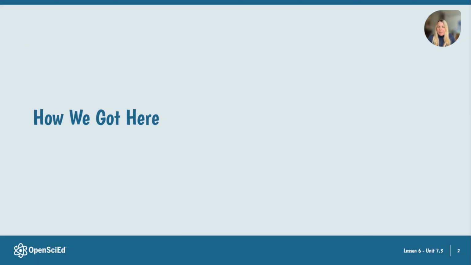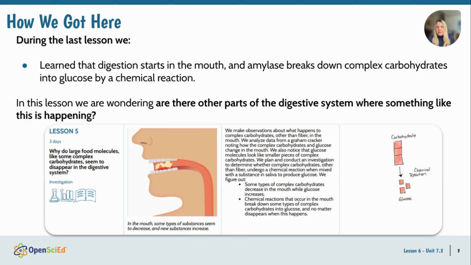Let's take a minute and remember how we got here. In Lesson 5, your students did an investigation and confirmed that digestion starts in the mouth, and that amylase is an enzyme that aids in the digestion and specifically breaks down complex carbohydrates like starch into glucose. This confirmed for your students that a chemical reaction is happening when we chew our food and it mixes with our saliva. This left us wondering if chemical reactions are happening in other parts of the digestive system as well.